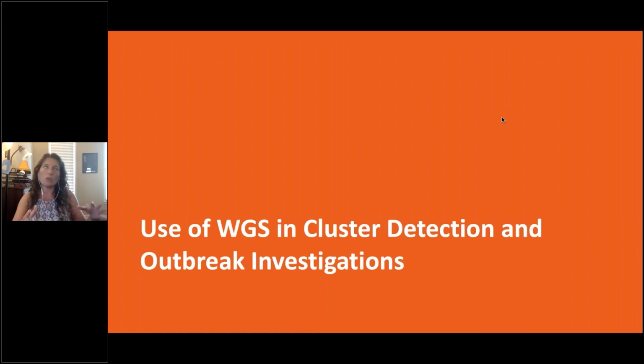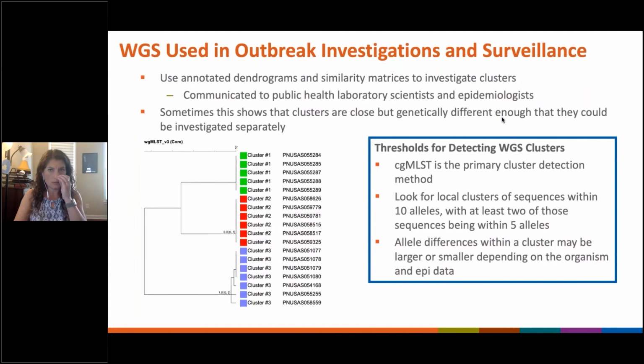All right, so we've gone over PulseNet and we've talked about allele codes, but I really want to talk about how this is used in cluster detection and outbreak investigations. Overall, we use annotated dendrograms and similarity matrices to investigate clusters. These are communicated back to the public health laboratory scientists as well as epidemiologists. And sometimes this shows that clusters are close, but genetically different enough that they could be investigated separately. An example of that is below, where they're all very close, but they are in distinct groups.